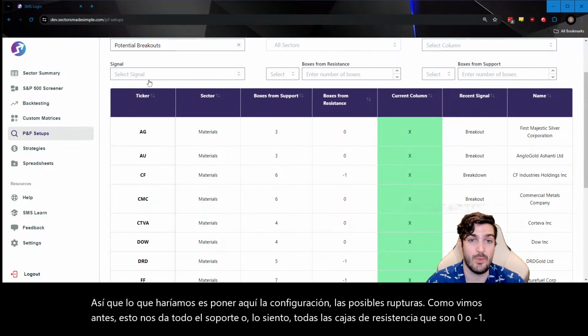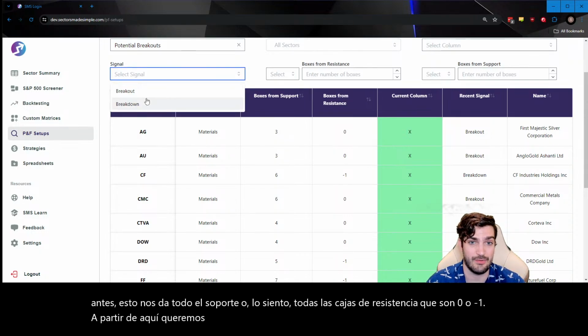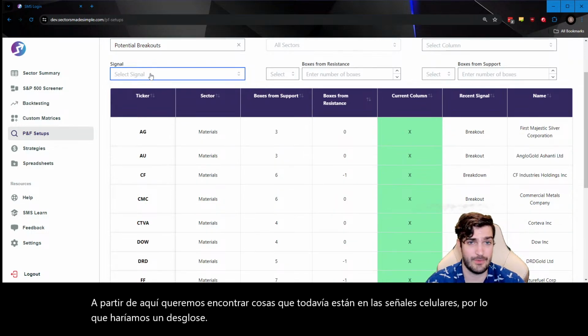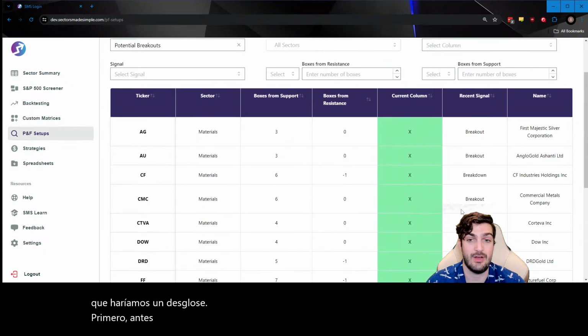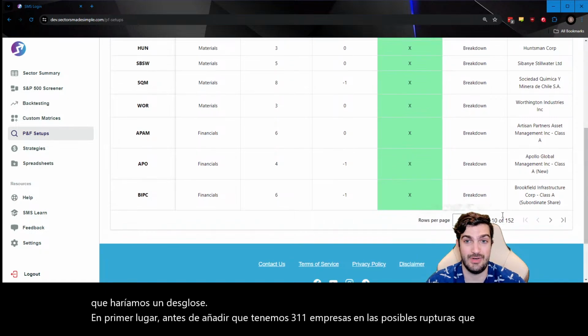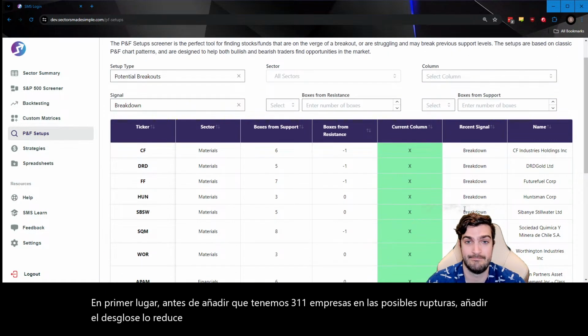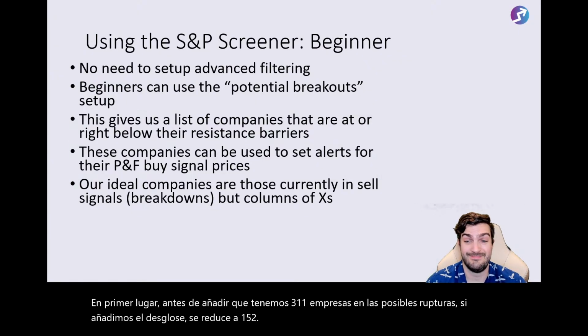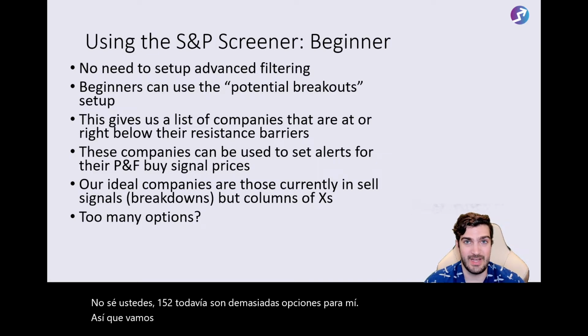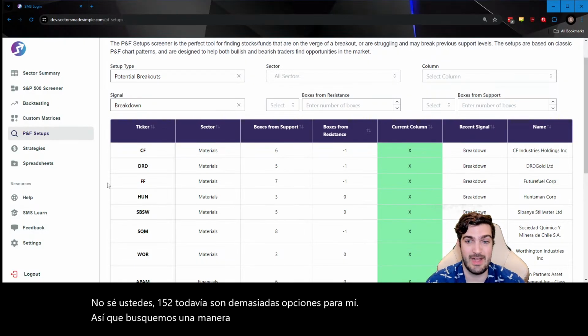From here, we want to find things that are still on sell signals. So we would do breakdown. First, before we add that, we have 311 companies on the potential breakouts. Adding breakdown narrows it down to 152. I don't know about you, 152 is still too many options for me. So let's find a way of simplifying it. The easiest way to simplify, in my opinion, is filter by sector.